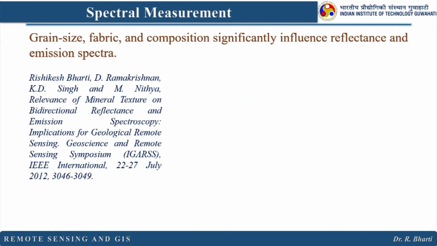Let us see some of the constraints when we are involved in spectral measurement. I'll explain some of the research, and then you will get to know what the different constraints in hyperspectral remote sensing are. Here I want to highlight that grain size, fabric and composition significantly influence reflectance and emission spectra, right.